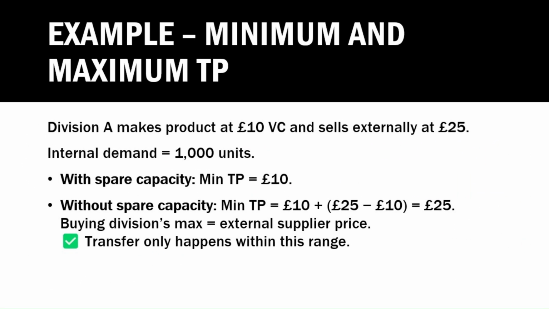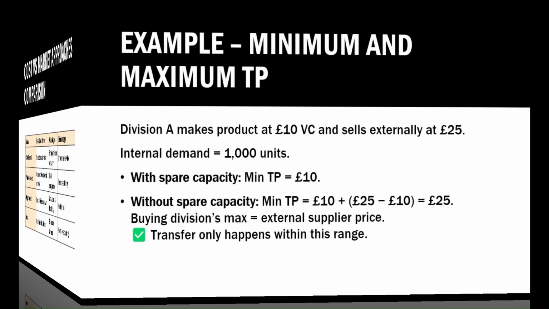Here's a simple example. Division A's variable cost per unit is £10 and the external selling price is £25. If spare capacity exists, the minimum transfer price equals £10. If there's full capacity, minimum equals £10 plus £25 minus £10, which equals £25. If the buying division can buy outside for £25, any internal price between £10 and £25 works. That's the feasible range ensuring both divisions and the company gain.